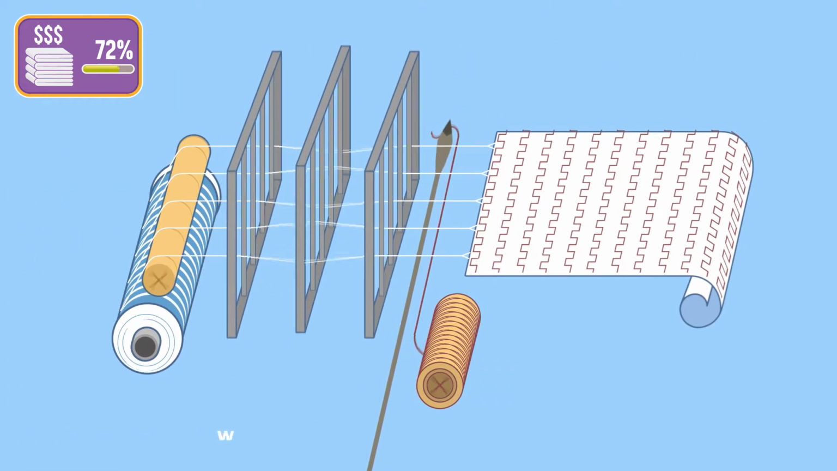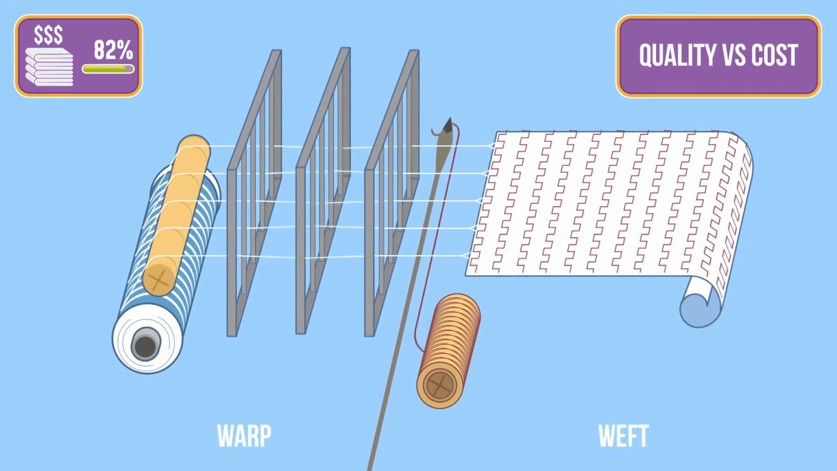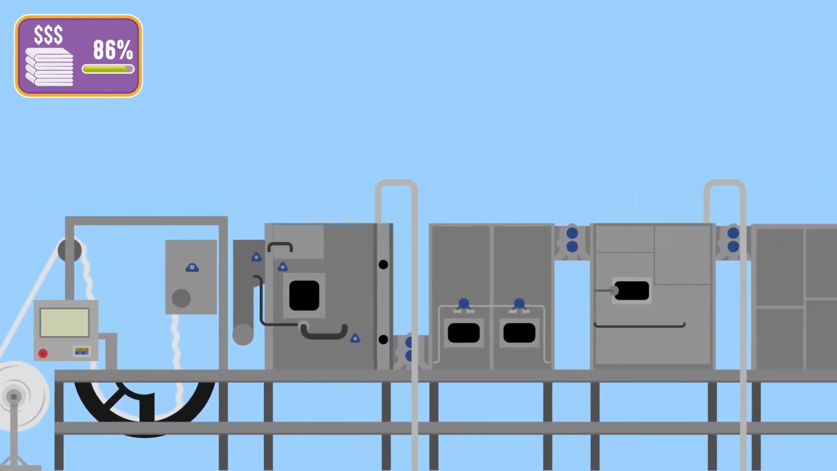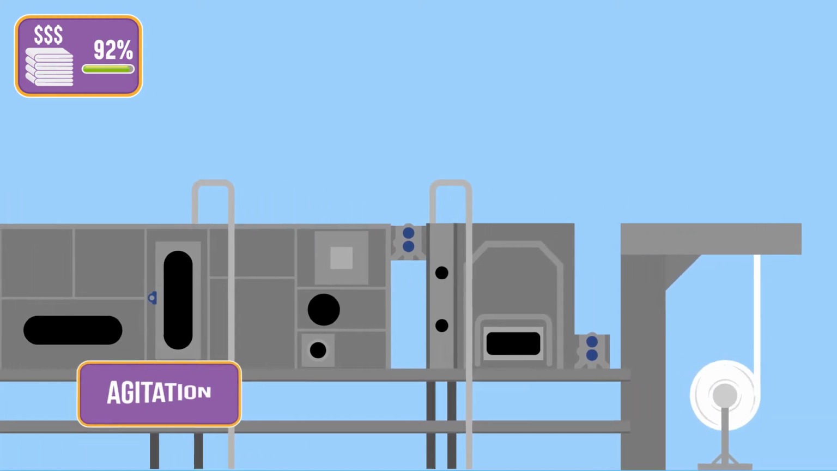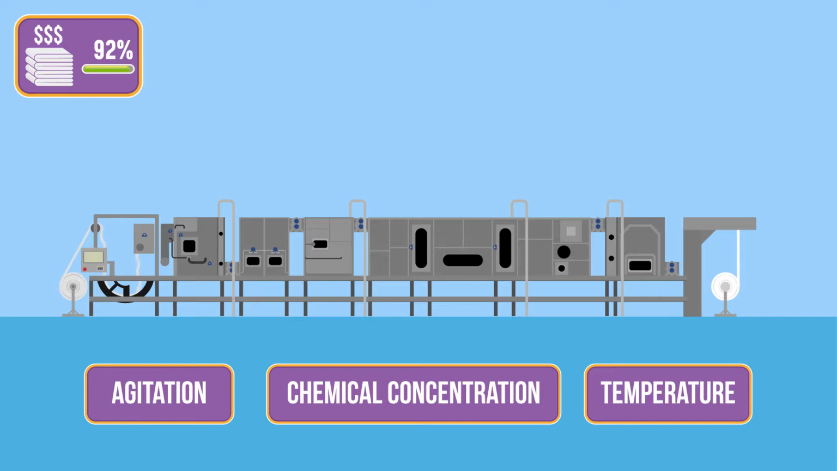Weaving options, types of looms, thread count, weave patterns change the quality versus cost dynamic yet again. Bleaching, which chemically changes the natural state of the textile into a white finished product with agitation, temperature, and chemical concentration, needs to be done correctly to keep from damaging the organic fibers and for color consistency.